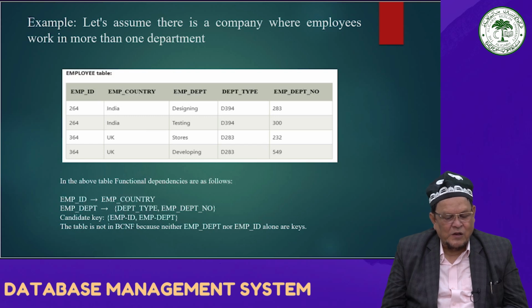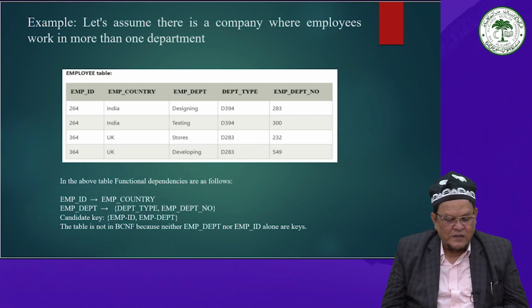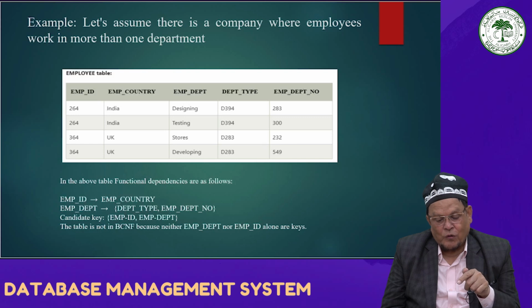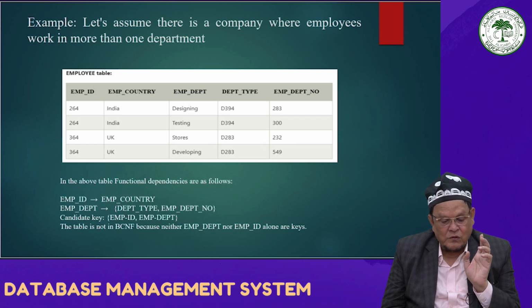So here the same employee ID 264 is working in two different departments, designing and testing. In the table, the functional dependencies are: employee ID determines employee country. If you know the employee ID, you are able to find the employee country. If you know the employee department, you are able to determine the department type and department number. Also, if you know the department type and department number, you are able to find the employee department.